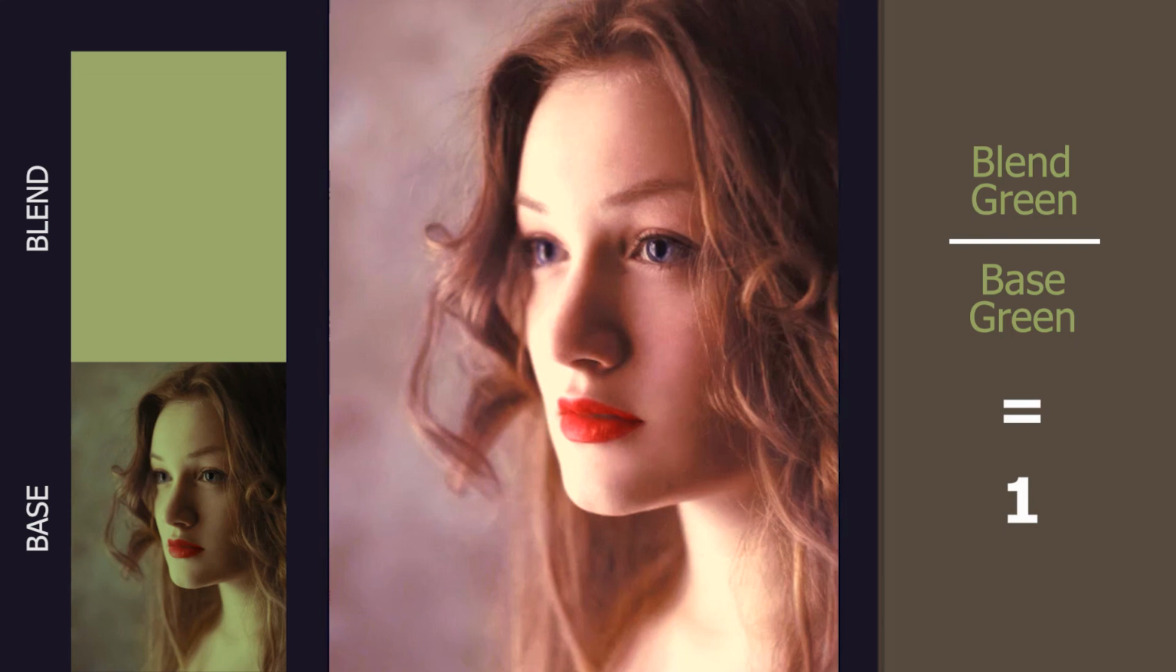Anything divided by itself is what? 1, right? So the green of the blend layer divided by the green of the base layer is also 1. And in Photoshop, what is the color that is represented by 1? White, which is exactly what we have got on these areas.